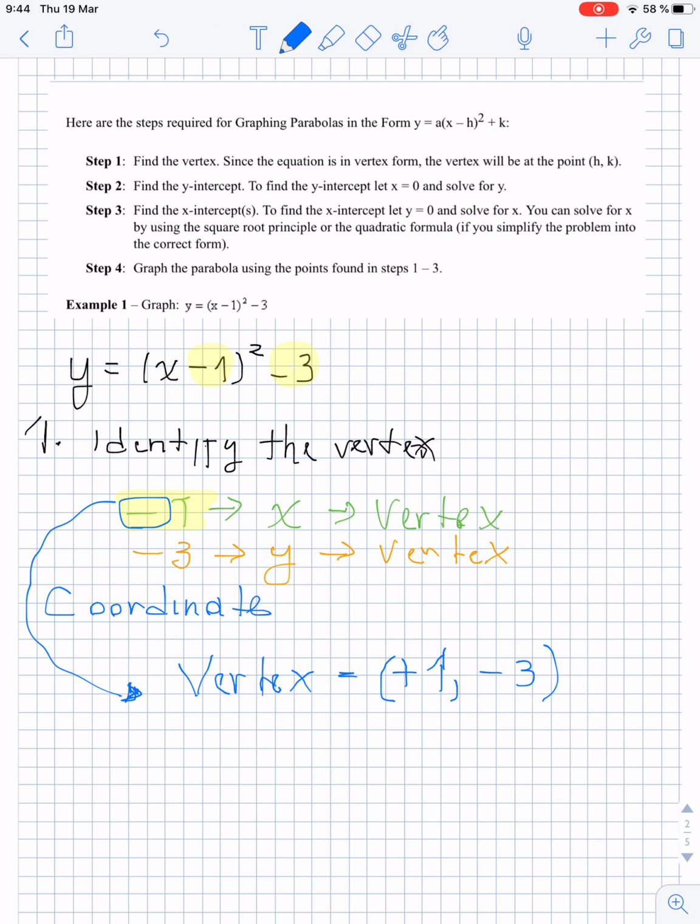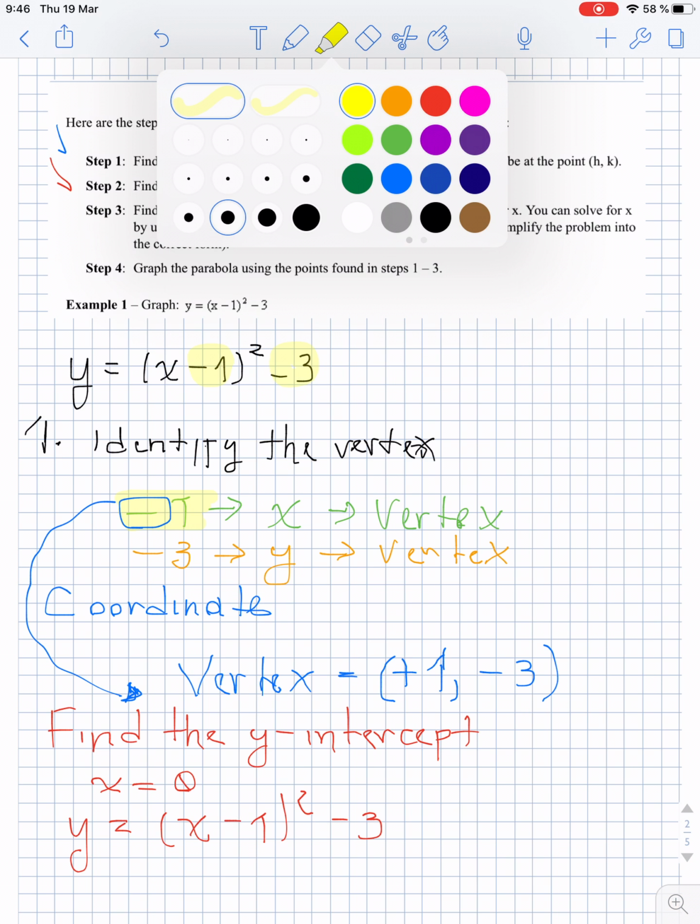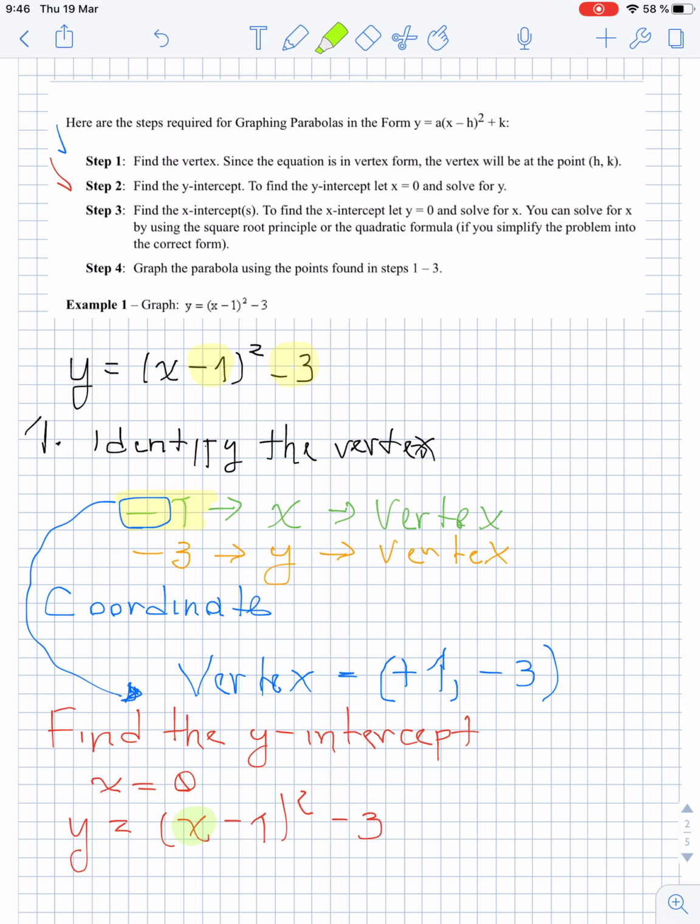Now, after finding the vertex, that is the first step, we need to do the second step, that is to find the y-intercept. The y-intercept is when the value of x is equal to 0. That means we're going to take the expression y equals (x minus 1) to the power of 2 minus 3, and instead of having the value of x, we're going to replace it by 0.